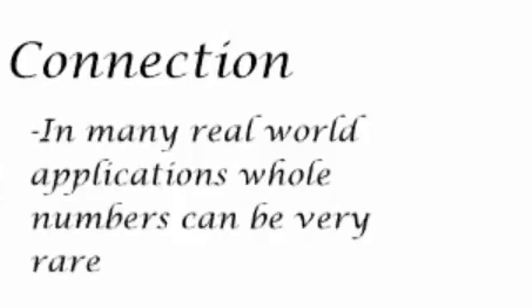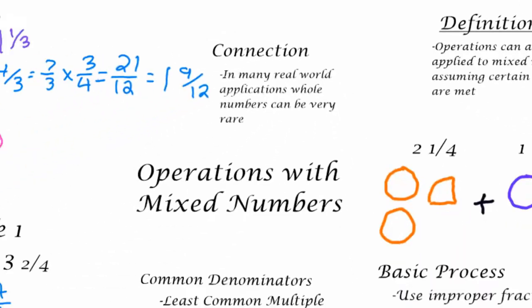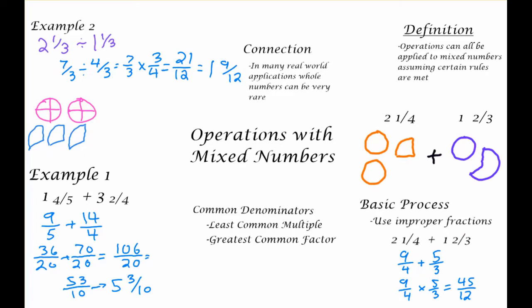The ultimate connection between the operations on mixed numbers essentially boils down to the fact that in many real-world applications, whole numbers can actually be very rare, and you'd have to end up utilizing fractions in order to be successful at math problems.